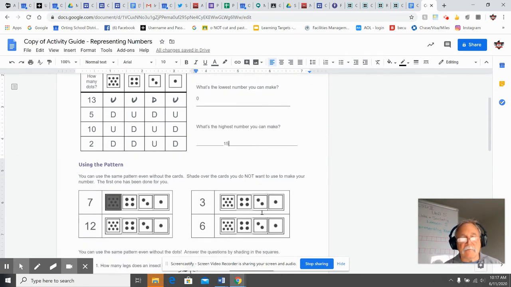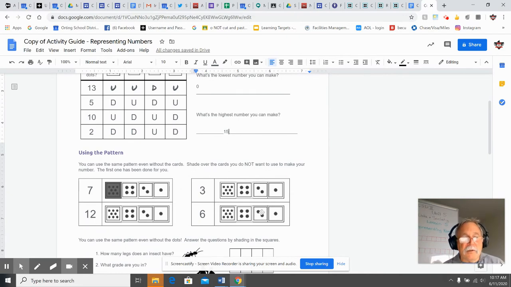Okay, so now let's go down to the next one. Using the pattern, you may use the same pattern even without the cards. Shade over the cards you do not want to use to make your number. The first one has been done for you. So we want 7. So here it is. 4 plus 2 is 6 plus 1 is 7.